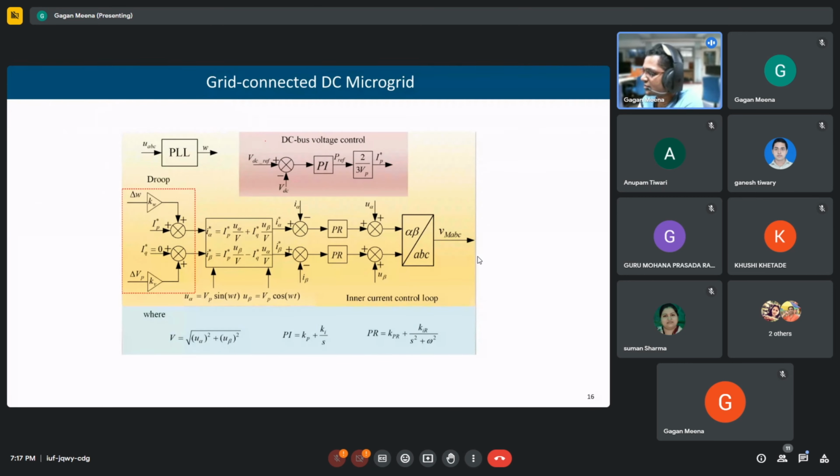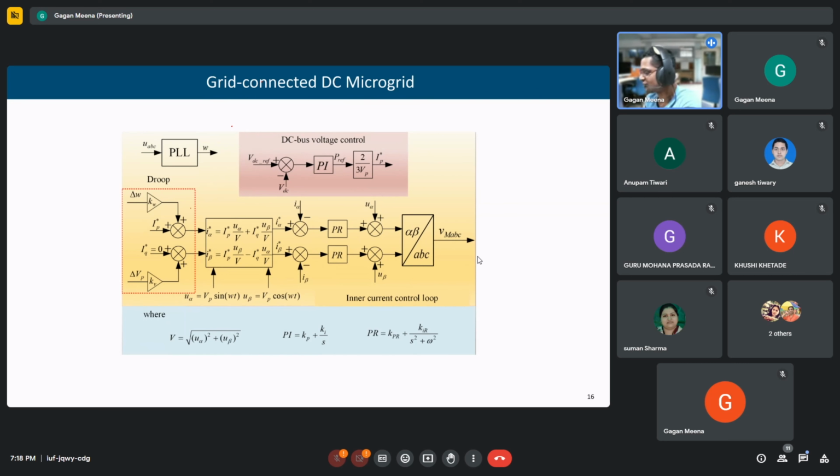The next is this grid connected DC microgrid. Here there are two types of transformation we have discussed, right? Do you remember what are the two types of transformation from the ABC frame to two different frames? I and Q and alpha and beta, I think. No, not I, it is D. DQ. Oh, sorry, DQ. Yes. So one is DQ and the second is alpha beta. So here alpha beta has been used, and because alpha beta is used, the controller which is used here is not PI.